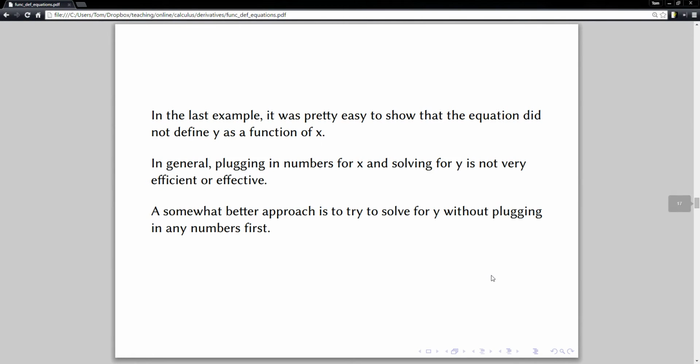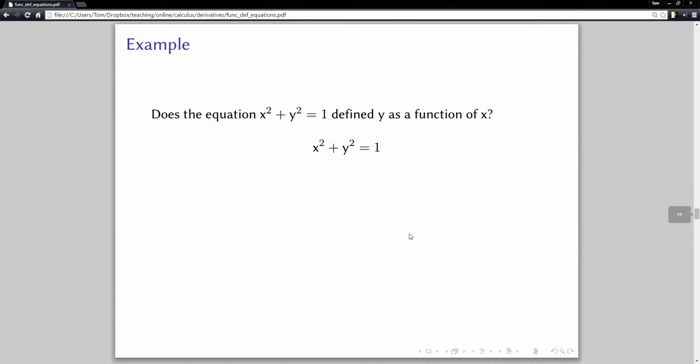A tiny bit better approach is to try to solve for y without plugging any numbers in first. So let's go back over that previous example and show you how that would go. Same question, same equation, and I'm basically going to do the same process, but I'm not going to plug in a value for x here. I'm just going to solve for y.